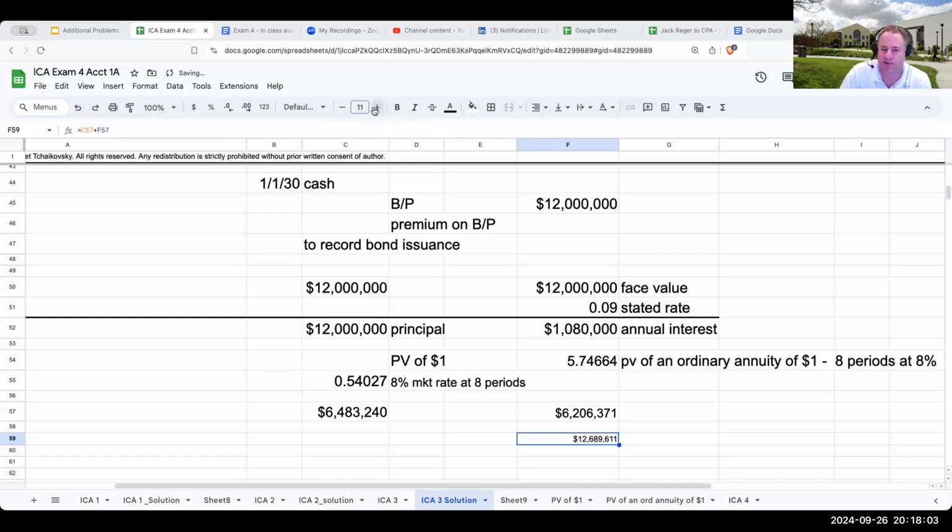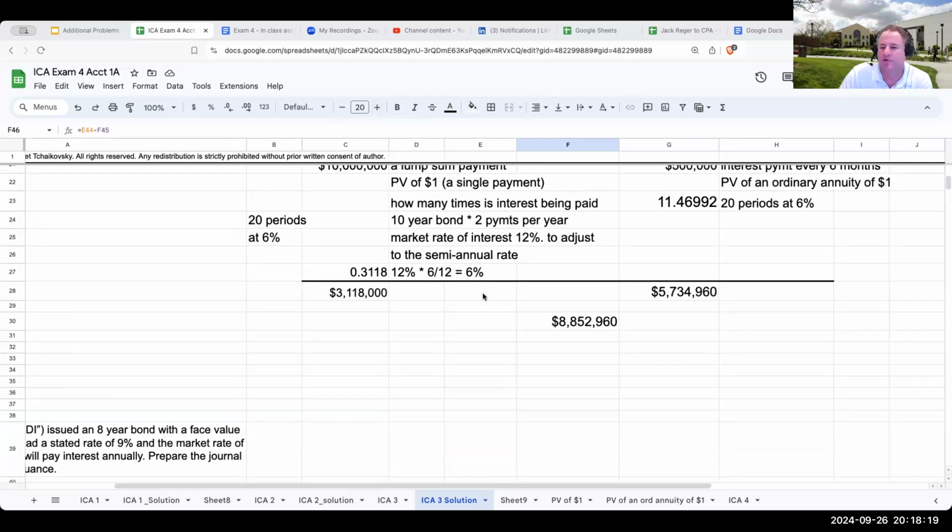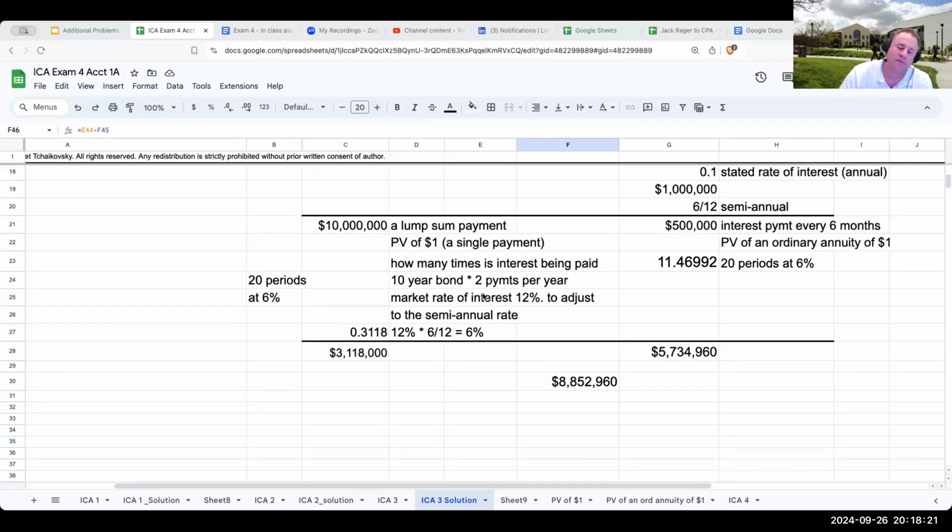So my total cash proceeds is going to be the value of the 12 million plus the value of the interest payments. And lo and behold, the cash is greater than the face value, which is what we expected. So my premium on bonds payable is therefore going to be the difference, or 689,611.